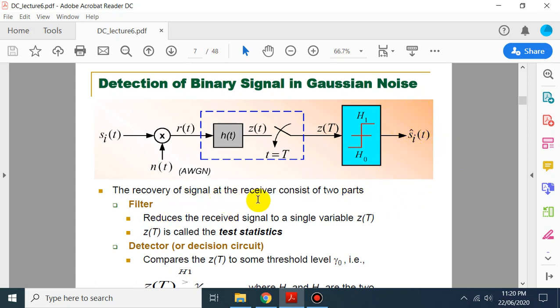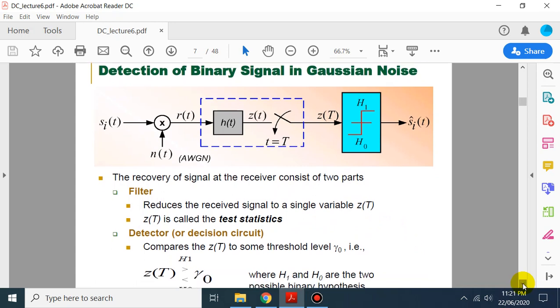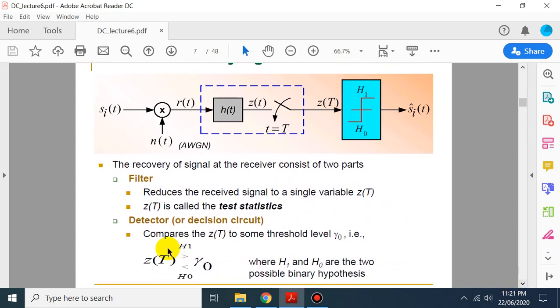Now the recovery of the signal at the receiver consists of two parts. The first one is called the filter, which reduces the received signal to a single variable that is called z(t) here. Okay, and the second part is called the detection or decision circuit here. Remember, this z(t) is called the test statistic, and it acts on the transmitted wave when it passes through the channel here.